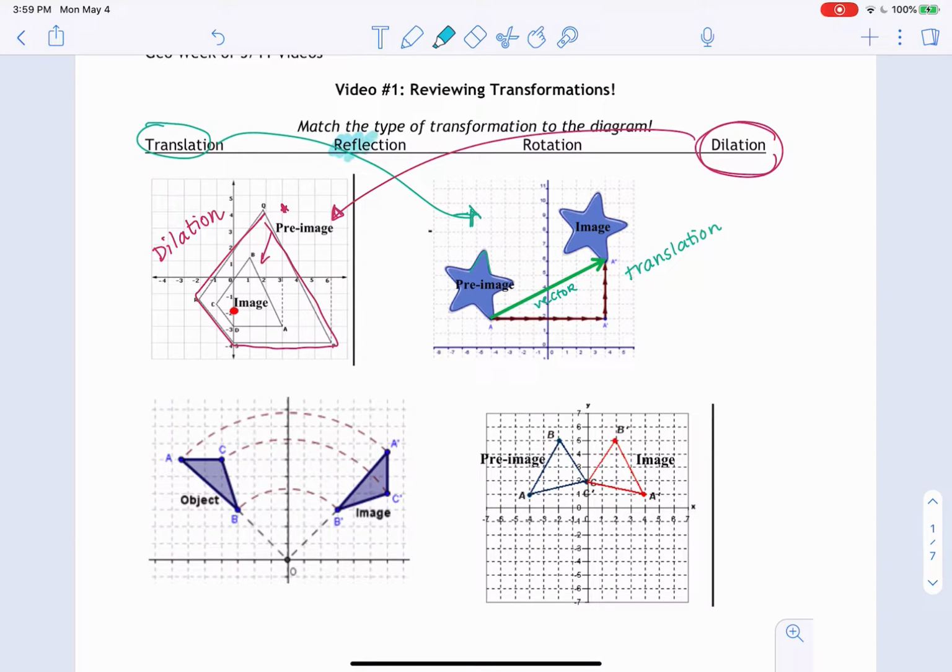We also have to find a reflection, and that is this one in the bottom right corner here. It's being reflected over the y-axis. It's taking the pre-image and we're flipping it or reflecting it over.